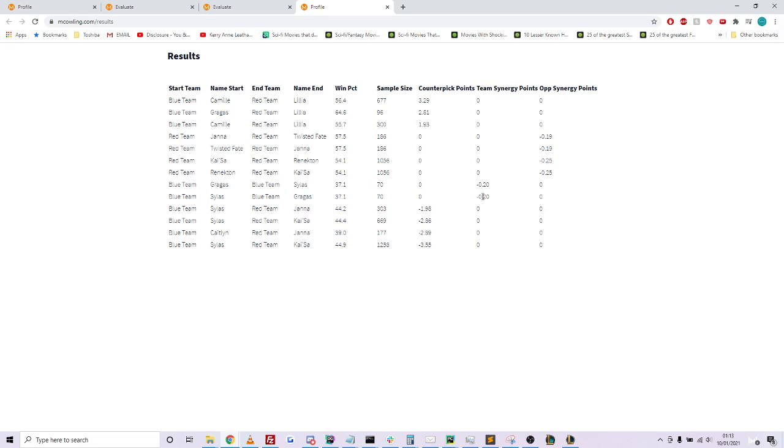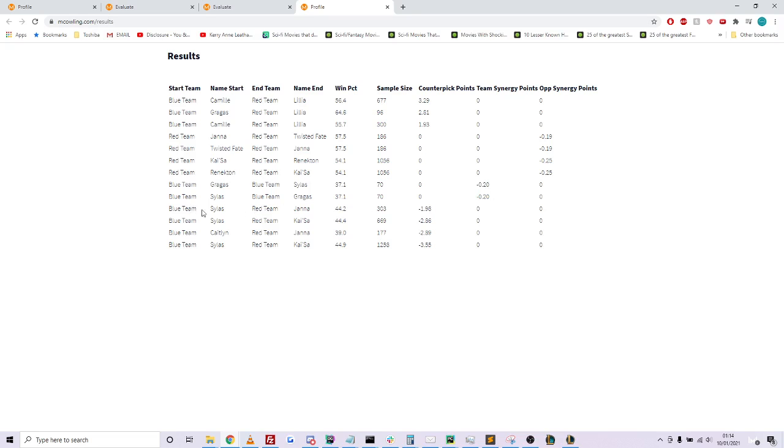And then on the blue team, Gragas and Sylas actually have negative synergy. They've played 70 games together with a 37% win rate when they're both on blue team. So yeah, that's good for the red team as well, hence a negative number here.